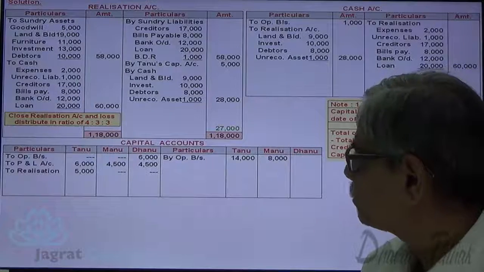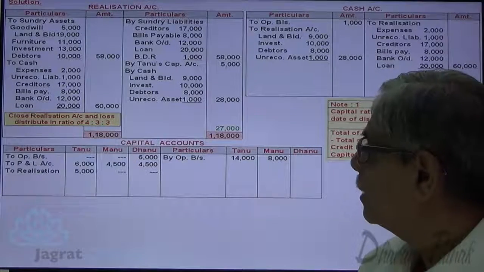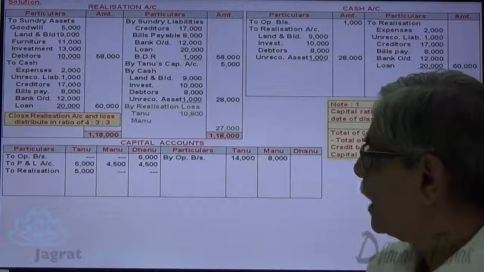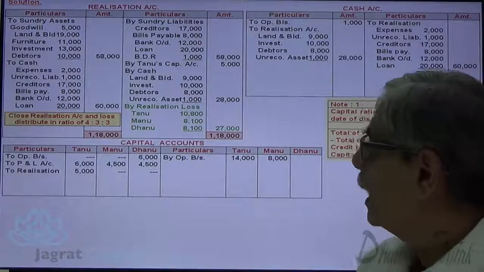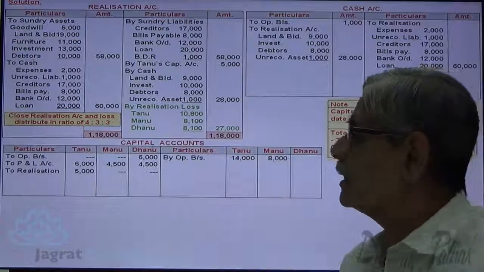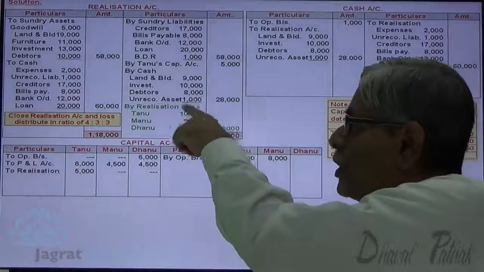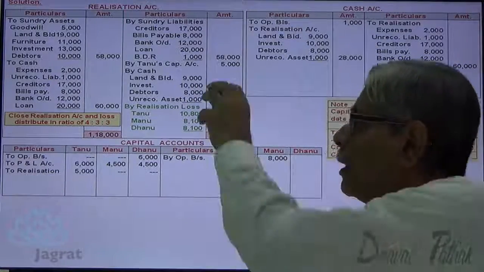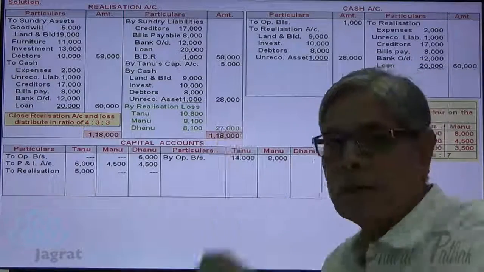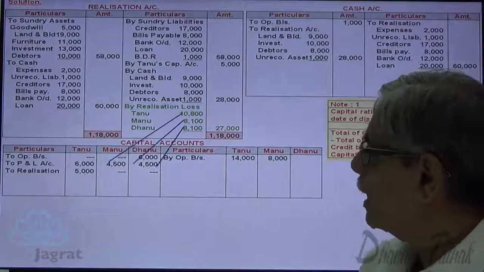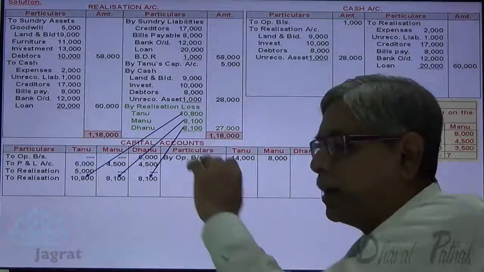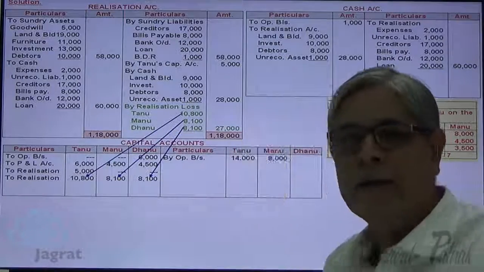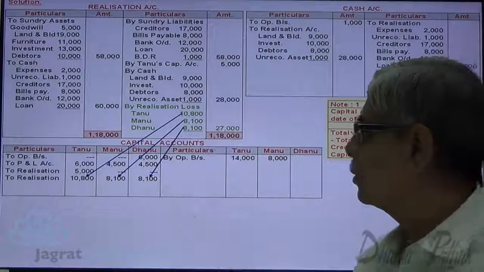So 27 3s are 8,100, the share of Manu and Dhanu, and 27 4s are 108, the share of Tanu. So share of Tanu, Manu and Dhanu: 10,800, 8,100, 8,100. This is a loss. Losses are debited to the partners' capital accounts. Let me do that. Tanu's capital account debit 10,800. Manu's capital account debit 8,100. Dhanu's capital account debit 8,100 to realization account credit 27,000.